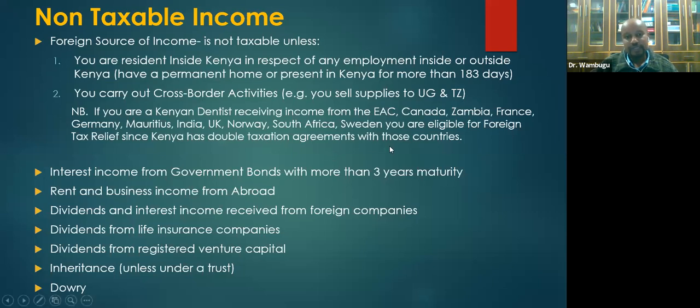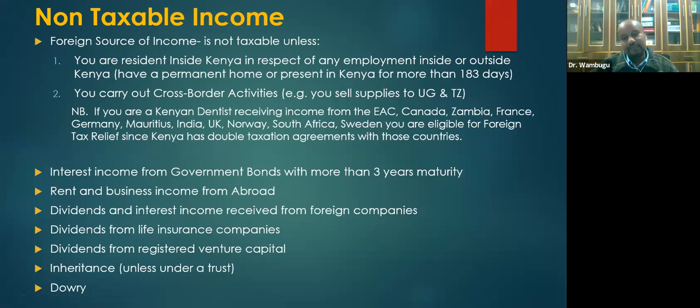double taxation agreements. Now, Kenya has taxation agreements with countries in the EAC, Canada, Zambia, France, Germany, Mauritius, India, UK, Norway, South Africa, Sweden, and therefore you're eligible for foreign tax relief. So now let me explain. For example, if I was working in Kenya and then I also work in Zambia, what KRA does is take the income that I earned in Zambia, and the income that I earned in Kenya, put them together, and then calculate what tax I would pay, okay?